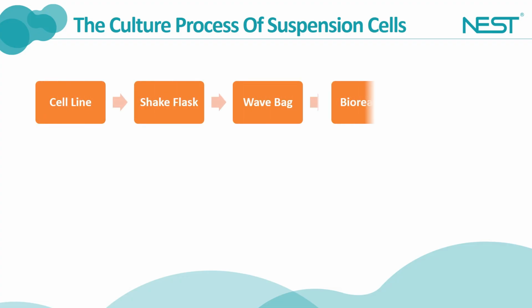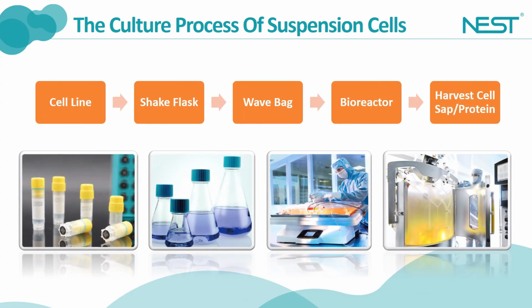First, let's have a look at the culture process of suspension cells. Starting from a cell line, first is cell recovery, followed by transfection, the aim of which is to implant the required exogenous genes into the cells to enable the cells to steadily express the required proteins. After the transfected cell line is screened out, culture expansion of these cells is performed in shake flask.